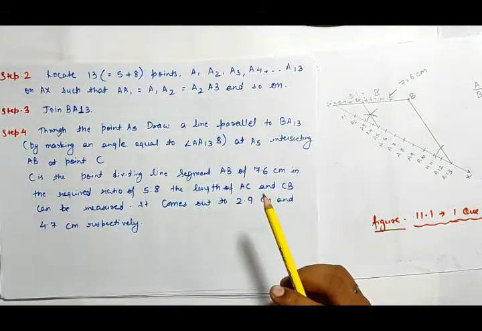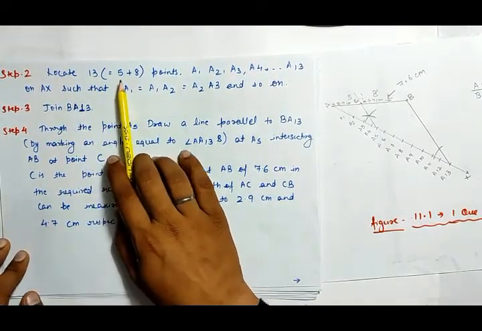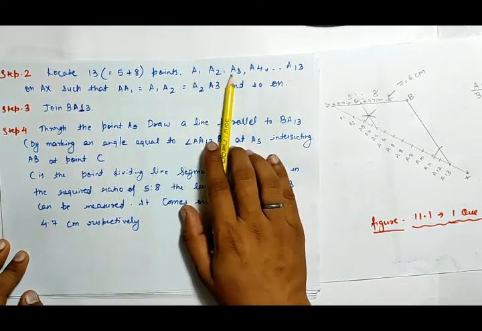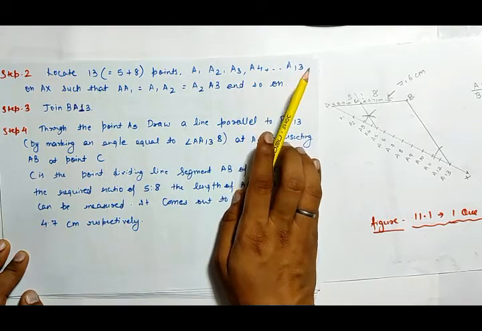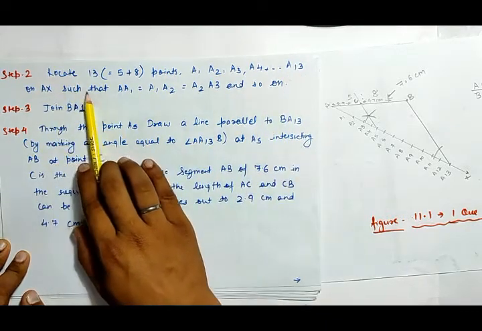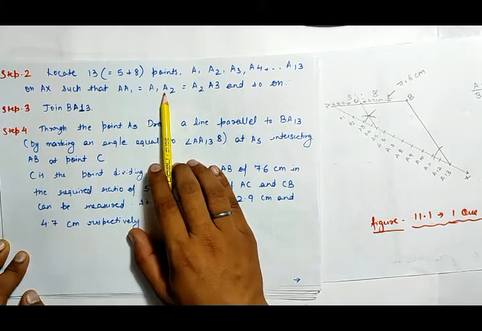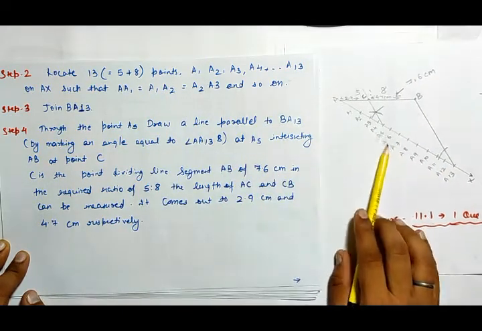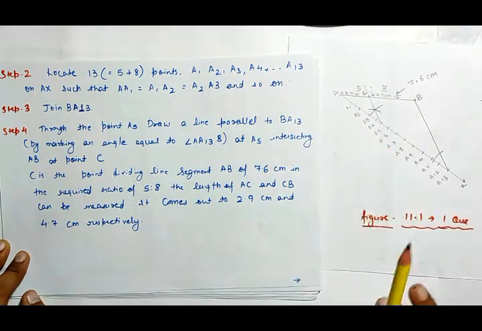After this we go to step number 2, that is locate 13, which is equal to 5 plus 8, points A1, A2, A3, A4, A5, A6 till A13 on AX such that AA1 is equal to A1A2, is equal to A2A3 and so on. So here this is a line, we have to mark it as A1, A2, A3, A4, A5, A6 and so on.